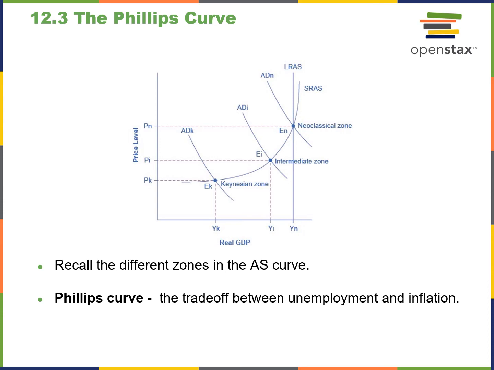The Phillips curve is the trade-off between unemployment and inflation. So once again, we talk about the aggregate demand, a Keynesian curve here, and then we have the intermediate zone and the neoclassical zone, our long-run aggregate supply versus our short-run aggregate supply.